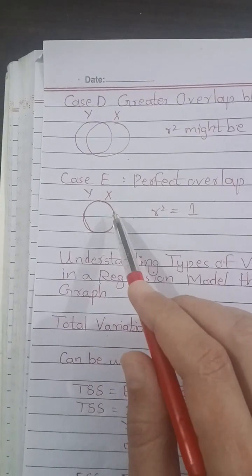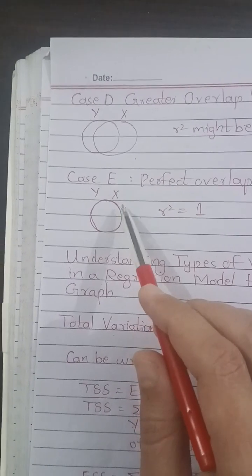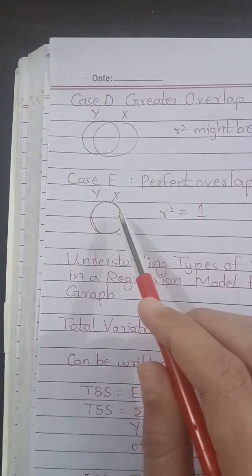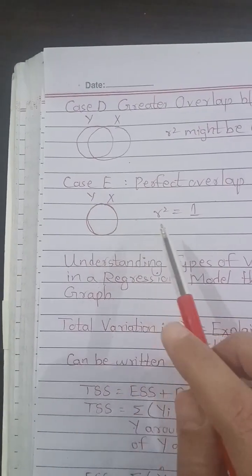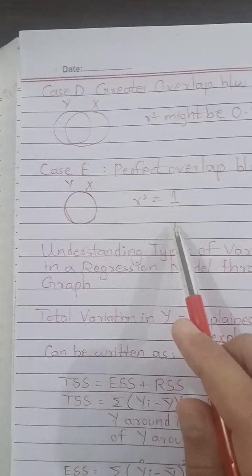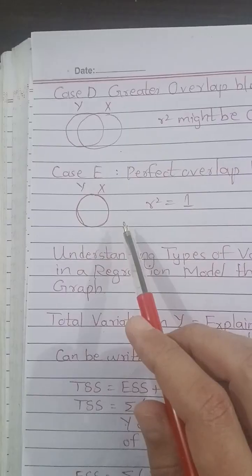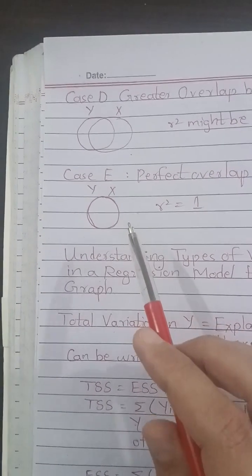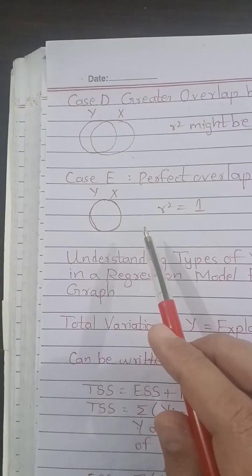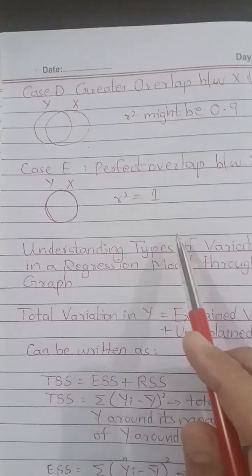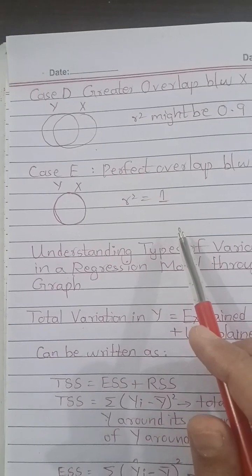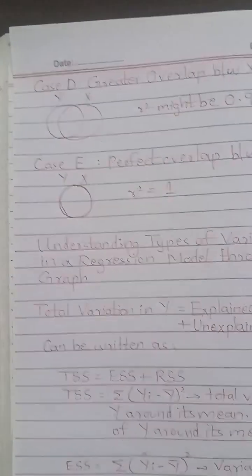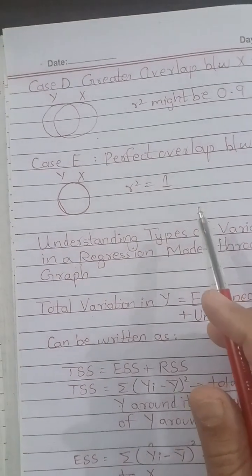You cannot see, but two circles y and x are overlapping with each other, therefore R square is equal to 1. So it means that all the variation in y is explained by our x variable. So there is no unexplained variation. So there is perfect fit and all the observations would lie exactly on the sample regression line, which is a rare case in practice.